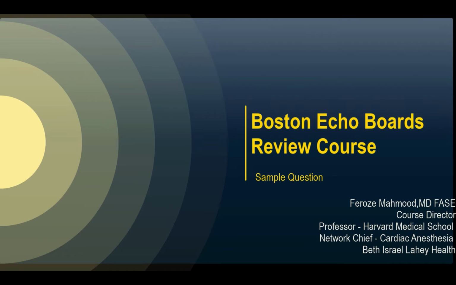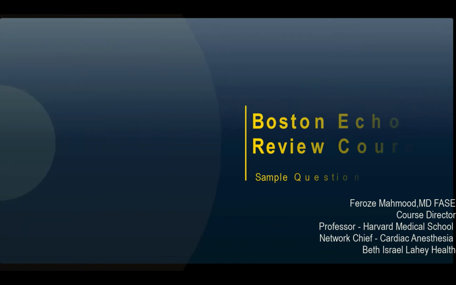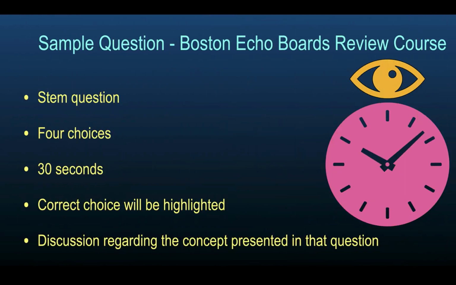Today we will be discussing another sample question from the review course. A STEM question will be shown on the screen, followed by 4 choices. You'll have about 30 seconds to make a choice of what you think is the correct answer, after which the correct choice will be highlighted, followed by a didactic discussion by the faculty regarding the concept that was presented in that question. Keep an eye on the clock because 30 seconds is all you got to make the choice. Have fun and good luck.